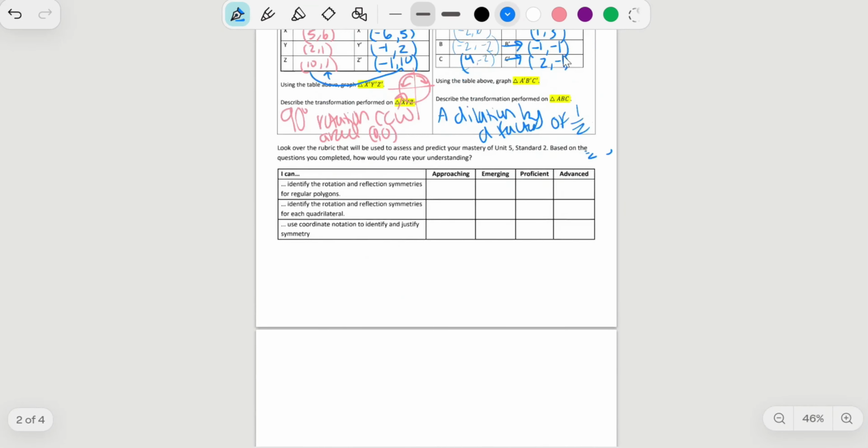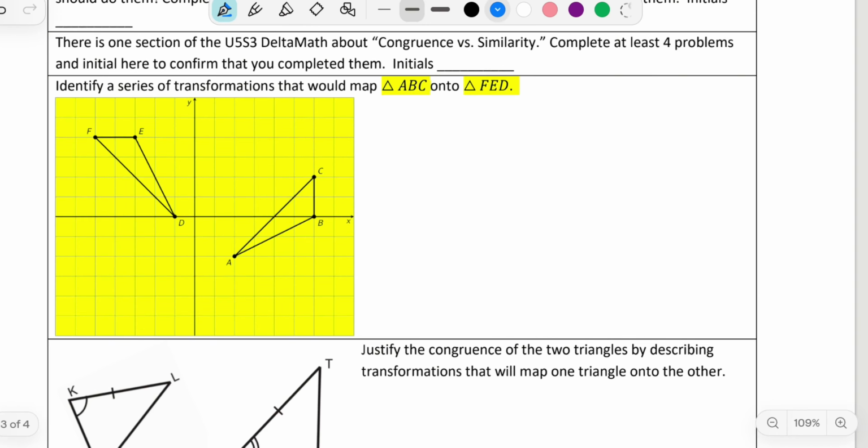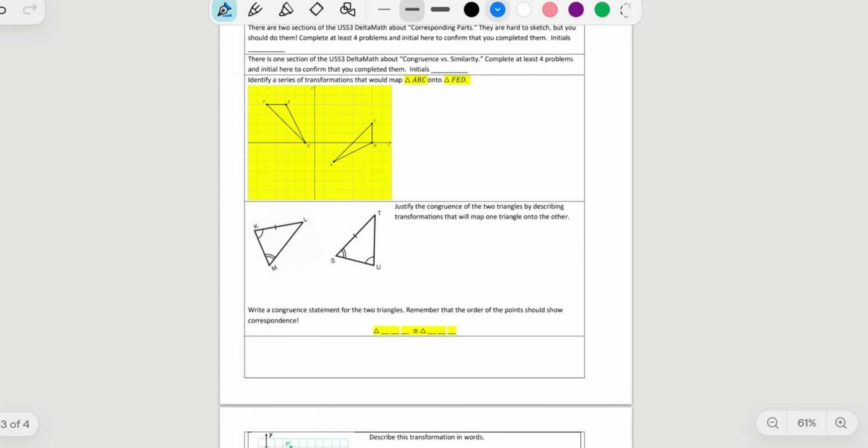Alrighty, guys, let's move on to the next question. Home stretch, so we are almost there. These are the next 2 questions we're going to be going over.